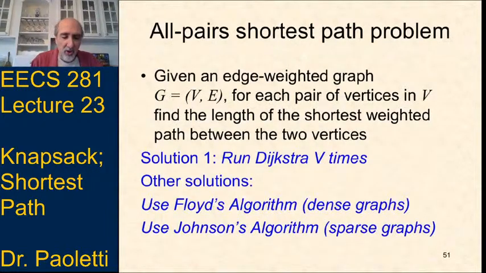So if we wanted to do all pairs shortest path, so not just single source shortest path, but all pairs, one solution would be, hey, I've got Dijkstra. Let's just run Dijkstra V times and do it with a different starting point each time. Other ways to do it is we could use Floyd's or Floyd-Warshall's algorithm for a dense graph. There's another algorithm that works on sparse graphs for all pairs shortest path, which you don't even really have to know the names of these.